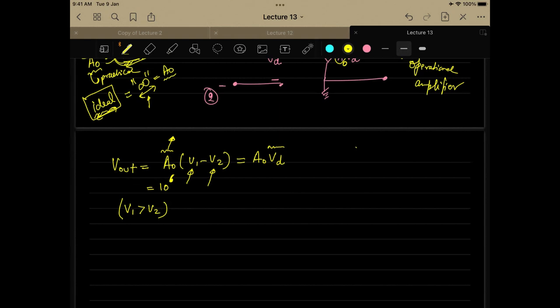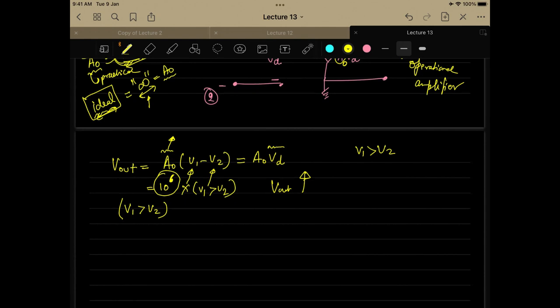Let us say V1 is bigger than V2, not like I'm saying, for example, V2 is 10.2 and V1 is 20. I'm not saying that V1 is 10.5, not like that. I'm saying there is a difference between the two, but V1 is greater than V2. In that case, you are multiplying A0, which is 10 to the power 6, with this factor, V1 minus V2. So what will be the value of V out? V out will be very high or not? Yes, it's a very high value.